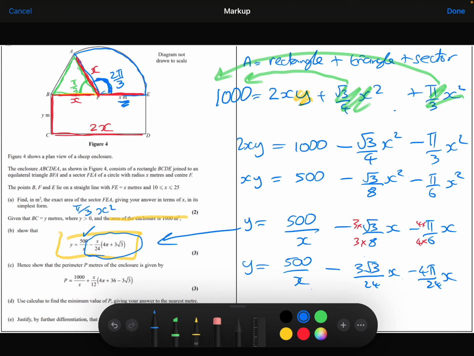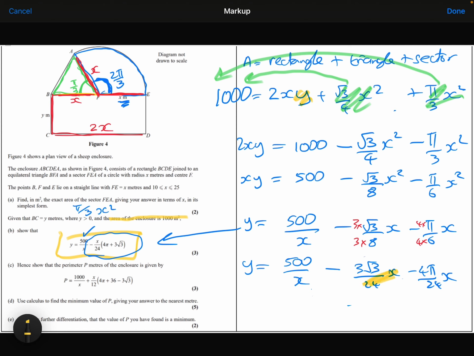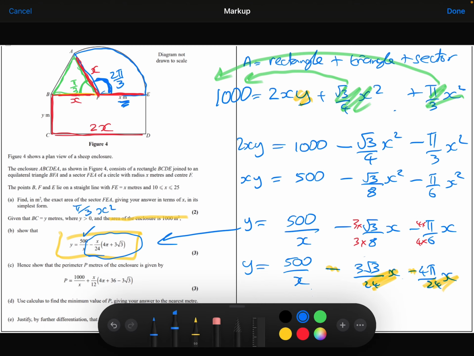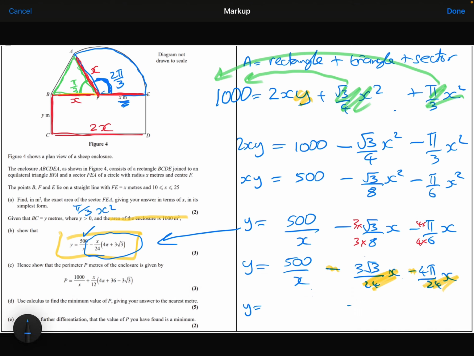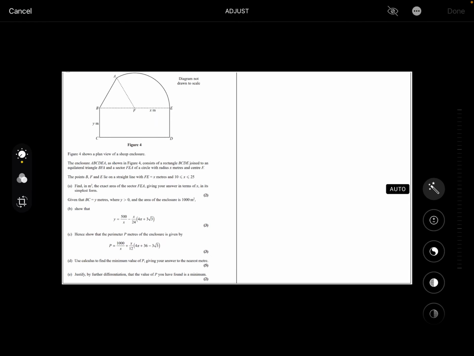Now, because I have got a 1 over 24x here and a 1 over 24x here, in fact, I've got a minus 1 over 24x in both of them. I can factorise that outside. So factorising the minus x over 24 outside, on the inside I'm left with 3 root 3 plus the 4 pi, which is what I needed to show. So that is part B of this question. Let's move to part C.